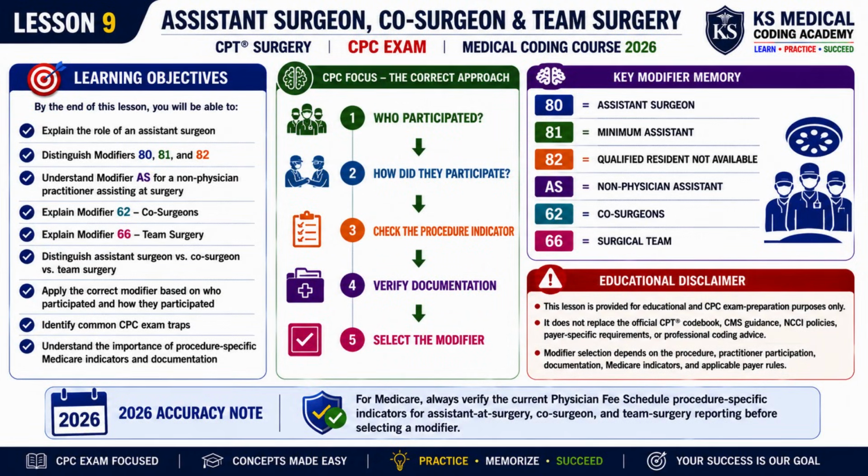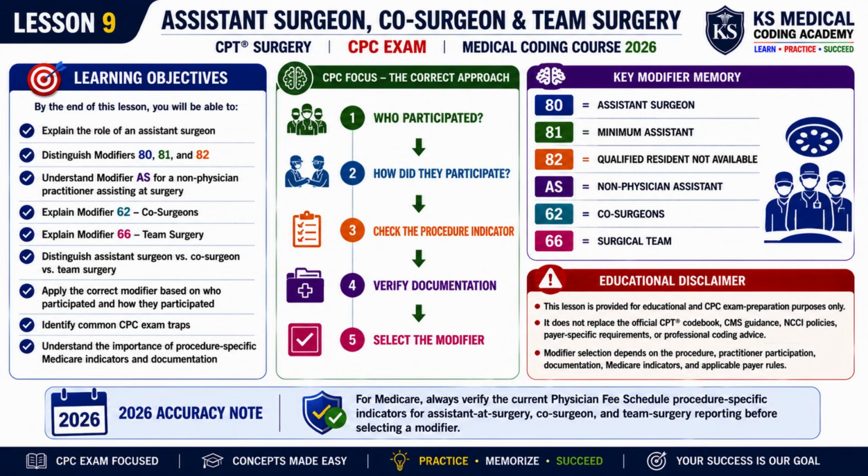Before we begin Lesson 9, Assistant Surgeon, Co-Surgeon and Team Surgery, let's review what you'll learn in this lesson. First, we'll understand the role of an assistant surgeon and distinguish modifiers 80, 81, and 82. We'll then learn about Modifier AS, which is used for qualifying non-physician practitioners providing assistant at surgery services. Next, we'll cover Modifier 62 for co-surgeons and Modifier 66 for team surgery. A major CPC exam focus is understanding the difference between an assistant surgeon, co-surgeon, and surgical team.